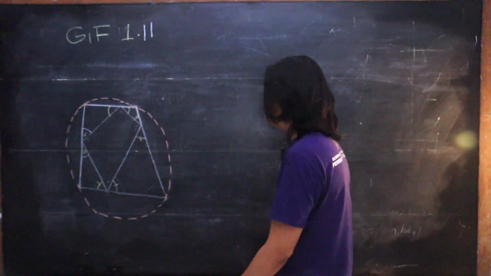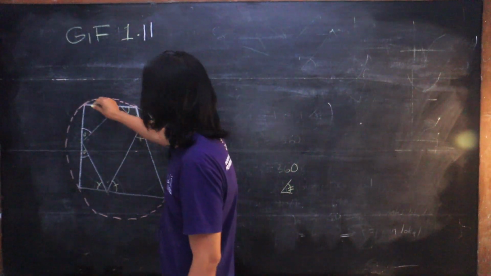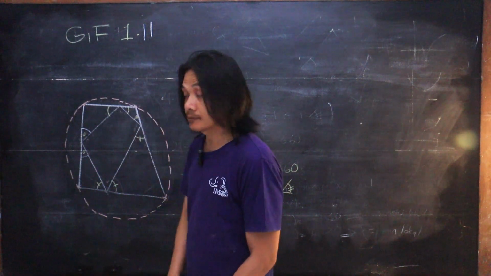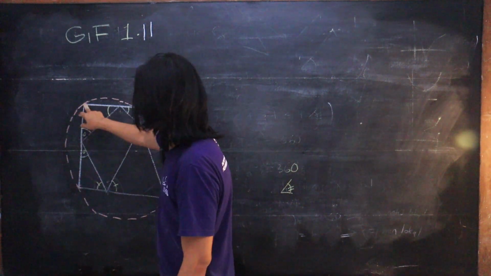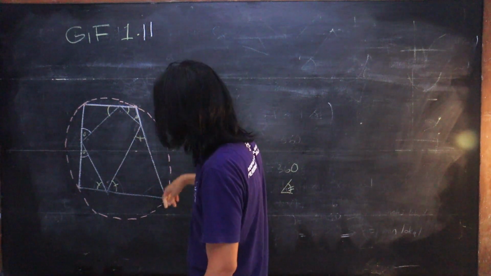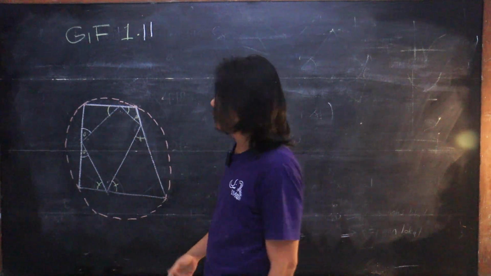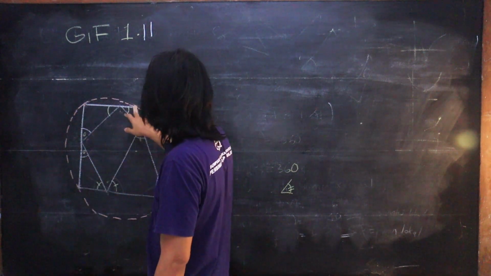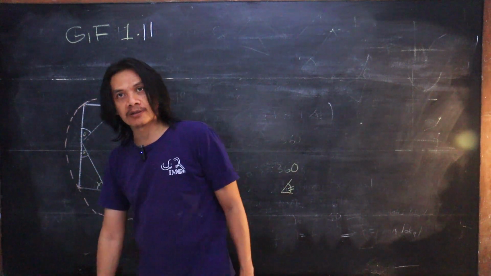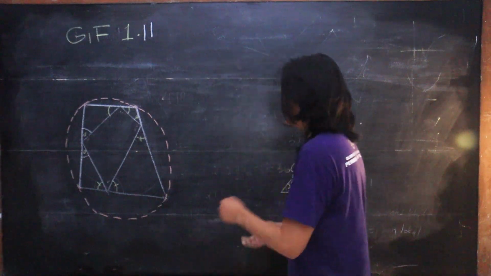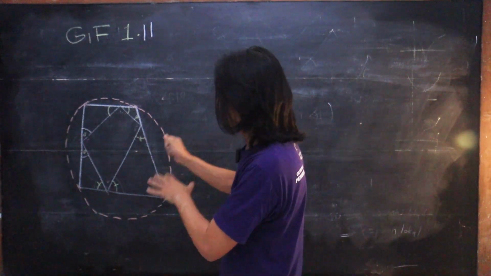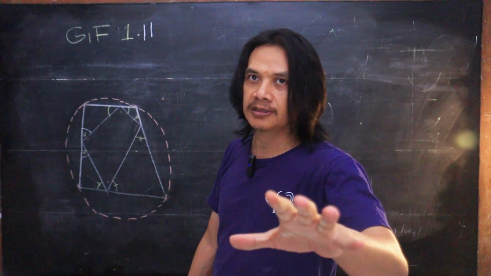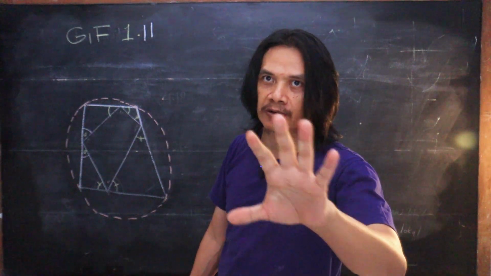Okay? And the claim is that all the vertices of the outer quadrilateral are concyclic, or in other words, that this is a cyclic quadrilateral. So prove that this is indeed a cyclic quadrilateral. Okay, so let's give it a try. And if you want to do it by yourself first, go ahead and pause the video for a while.